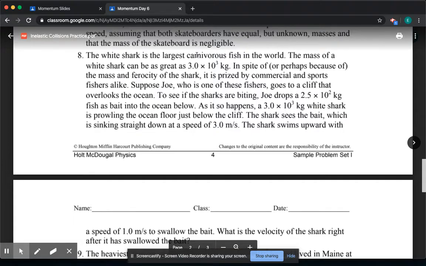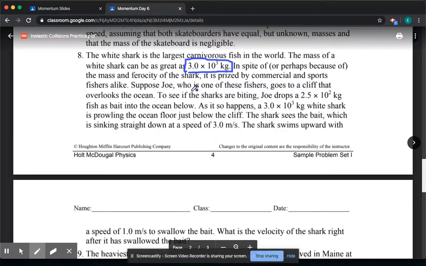It says the white shark is the largest carnivorous fish in the world. That does not matter. So let's just focus on highlighting what does matter. It says the mass of the white shark can be as great as 3.0 times 10 to the 3. That looks like important information. That's going to be the mass of the shark. Boom. That's one thing we need to highlight. Okay, keep reading, blah, blah, blah. In spite of, or perhaps, the mass is a prize, so none of that matters.